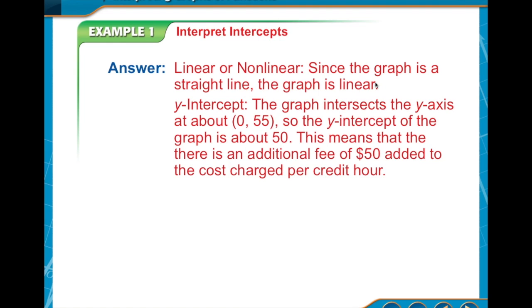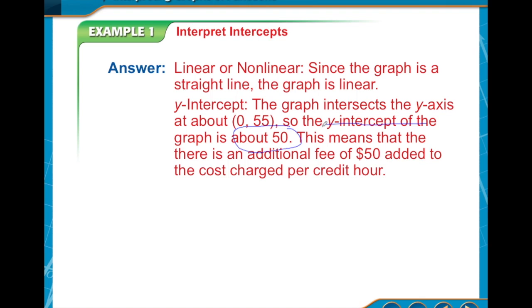So we know it's linear. We wrote that. The y-intercept is about at 50. So you need to have y-intercept is about 50. That part you should write. We also need to know that this means there is an additional fee of $50 added to the cost charged per credit hour. That's why the y-intercept is at 50, meaning that the minimum it'll cost you to take a college class is $50. Even if you're at 0 credit hours, it still costs you $50 because they have some kind of fee associated with that.